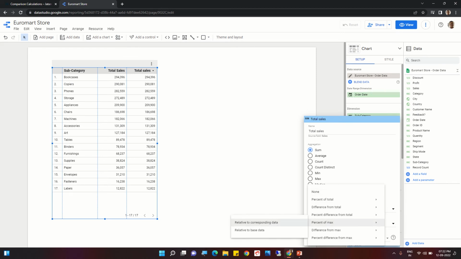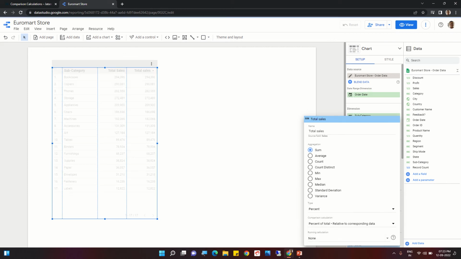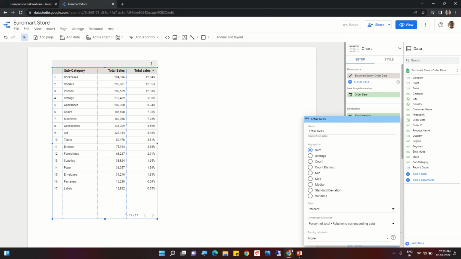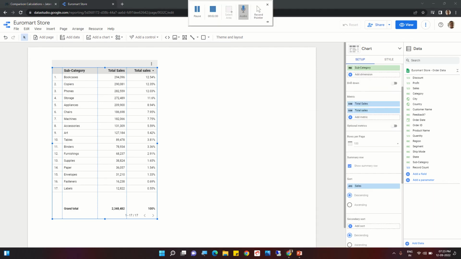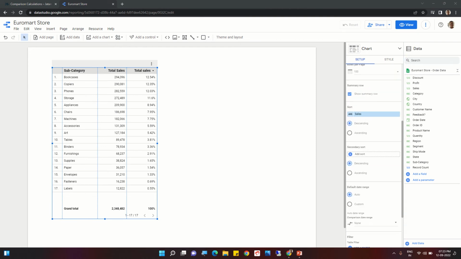So you see, percent of the total. There is one option here, percent of the total. What does it mean? Let us wait for the data to load. What is the total sales? Total sales is this: we clicked on the summary row and got the total sales.